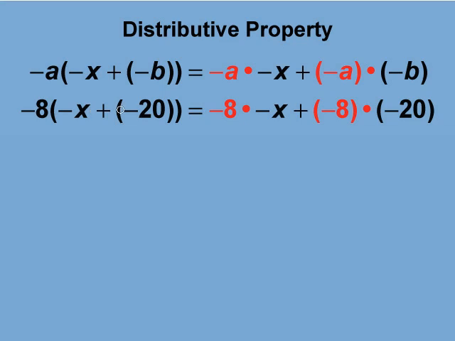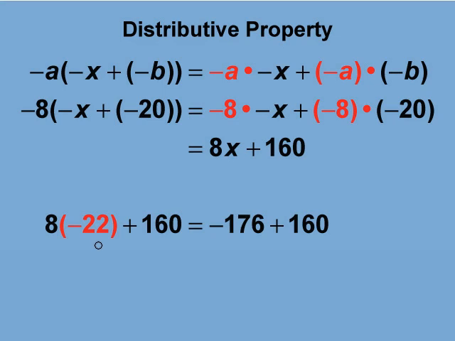We now distribute -8 to both terms as shown here. The product of these two negative terms becomes positive, so we get 8x as shown here. The product of these two negative terms also becomes positive. The expression is 8x plus 160. We evaluate this expression for x equals -22 as shown here. We get -176 plus 160, or -16.